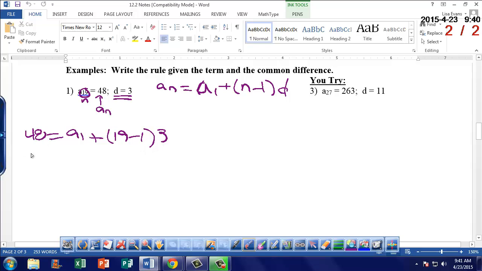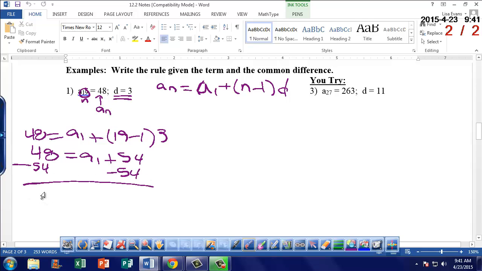Okay, so what we're going to do is 48 equals a sub 1. This is going to be 18, then multiply 18 times 3, you get 54. Now we can go ahead and solve for our a sub 1 by subtracting 54 on both sides. When I do that, I get a sub 1 to equal -6. So now you have what you need.